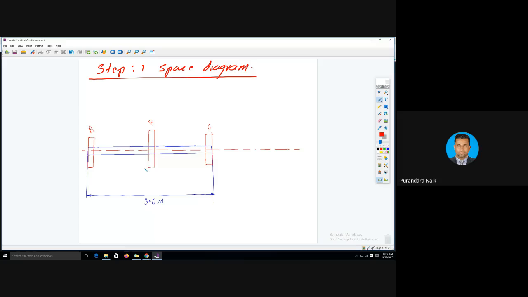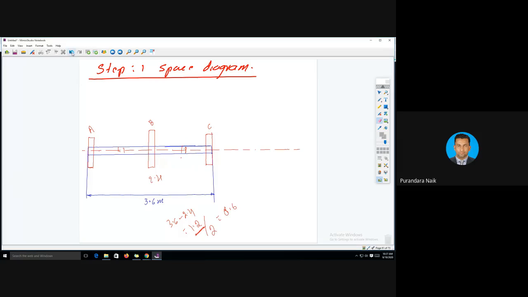2.4, 3.6, 2.4. 2.4 is less than 3.6, so it will be somewhere here in between. You can take 2.4 somewhere here or anywhere, but you need to take the bearings in such a way that you have equal overhangs on either side. Equal overhang means 3.6 minus 2.4. The total remaining length is 1.2. Thus 1.2 will be divided equally, that is 0.6 meter on either side. 0.6 meter this side and 0.6 meter this side. So like that, you need to consider the bearing.